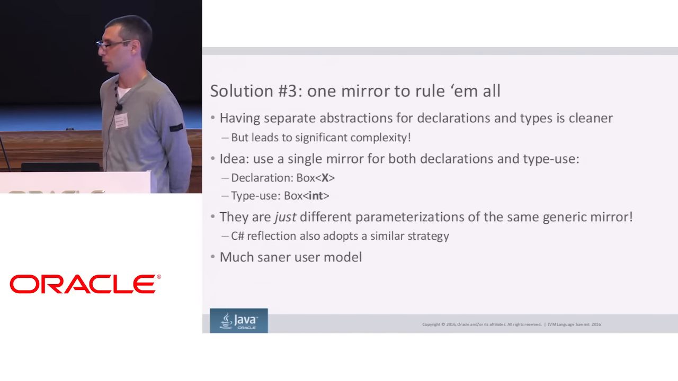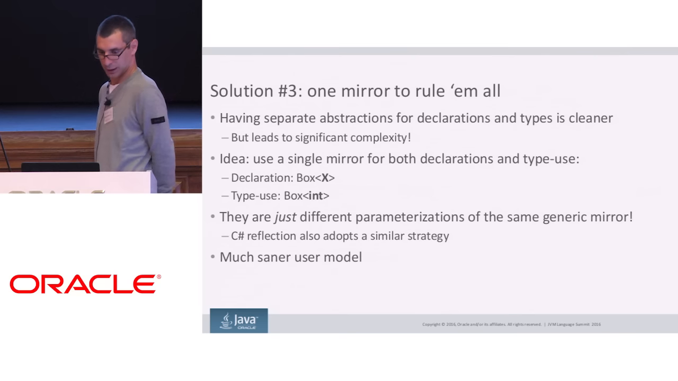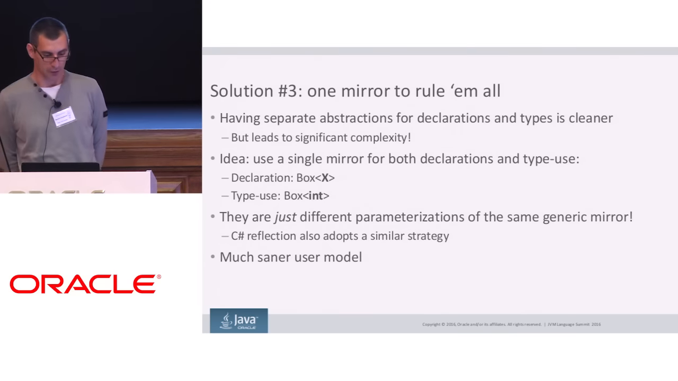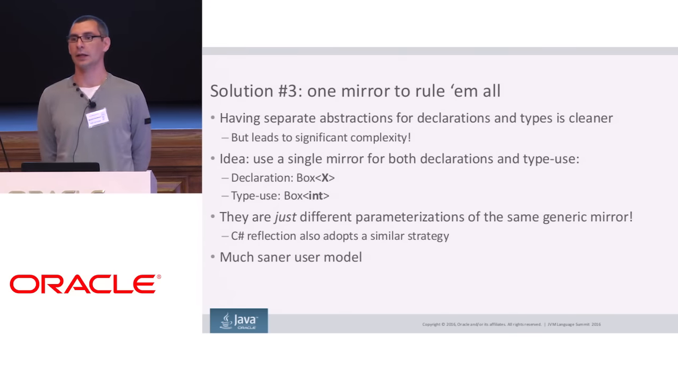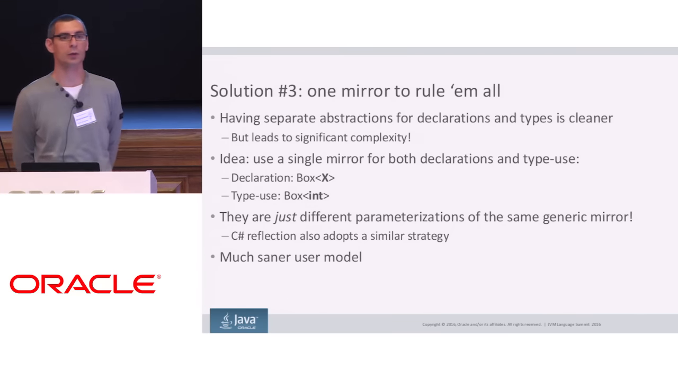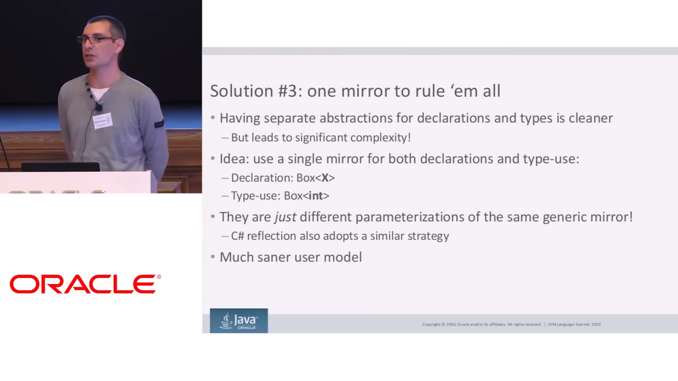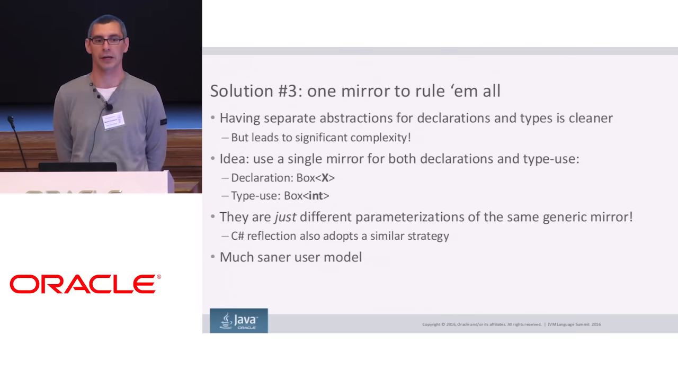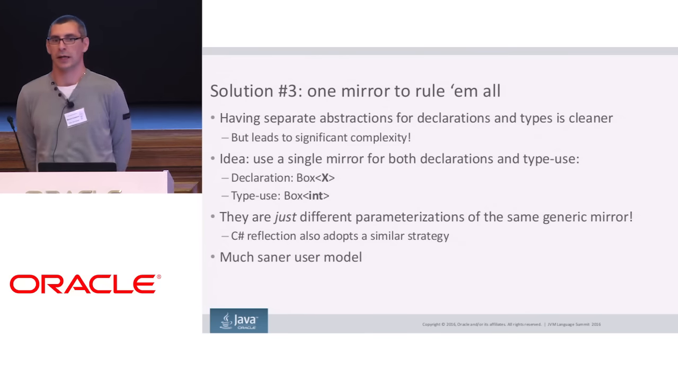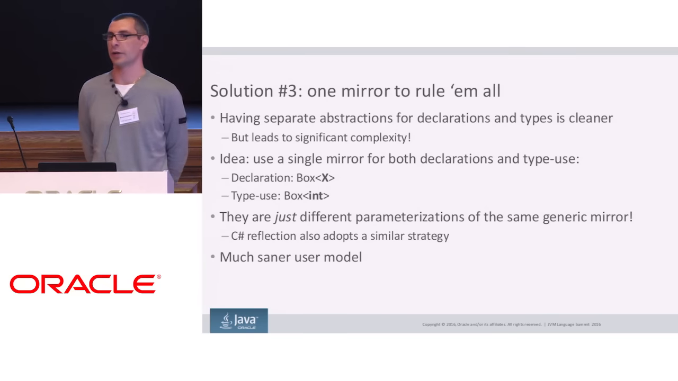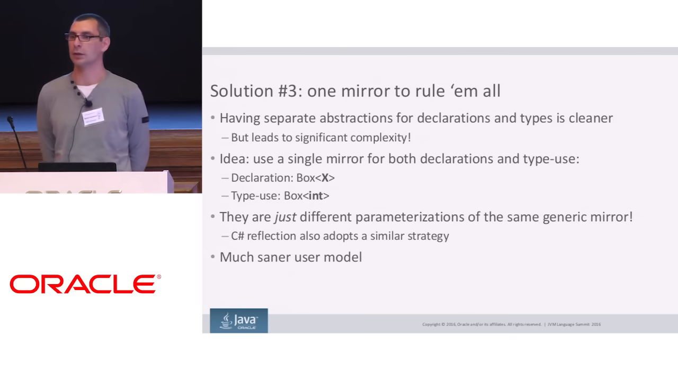So guess what? We have to come up with something new, right? And we have to create something from scratch. The basic idea that I'm going to use here is to try to play a trick on you and to convince you that I can use a single abstraction to model both declaration and types. How do I do that? Well, I can say that box of x is a declaration and box of int is a type.